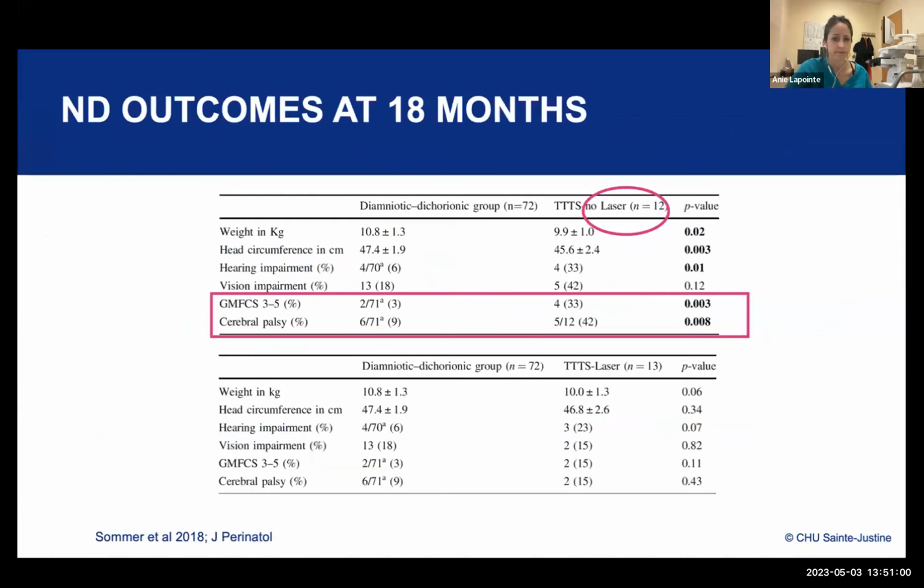In 2018, we published a retrospective study on TTTS with or without laser therapy in utero and compared them with diamniotic dichorionic twins. What we saw is that at 18 months of corrected gestational age, TTTS twins without in utero laser had worse neurodevelopmental outcome. And when laser was done, no significant difference compared to the diamniotic dichorionic twins was found.